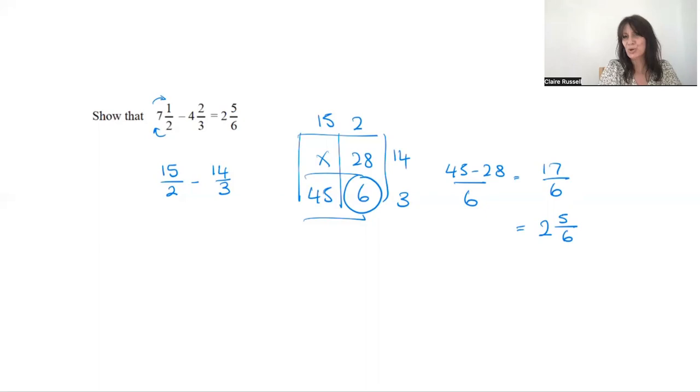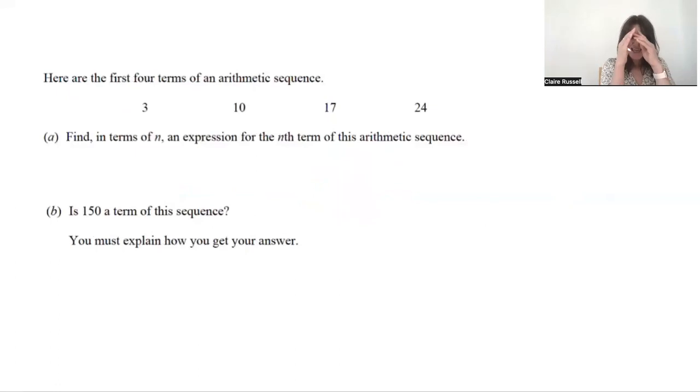So basically, you just got to do the question. Whether you've got a calculator or not, you've got to show it. And this is for our non-calculator paper. So next question, hit pause and press play when you're ready.